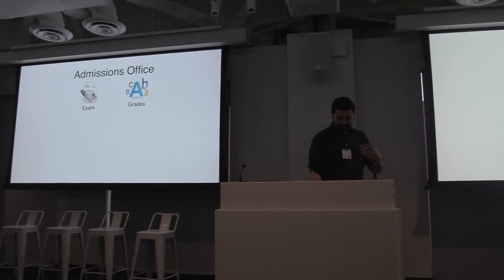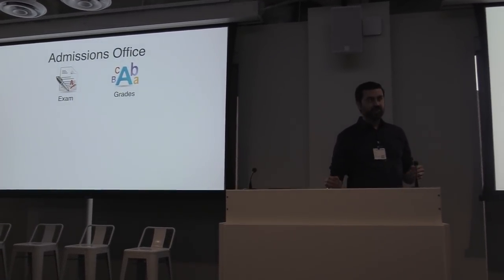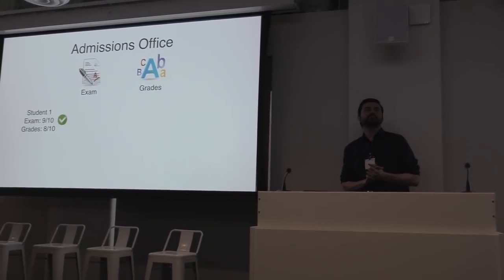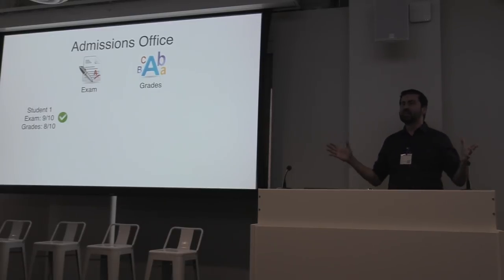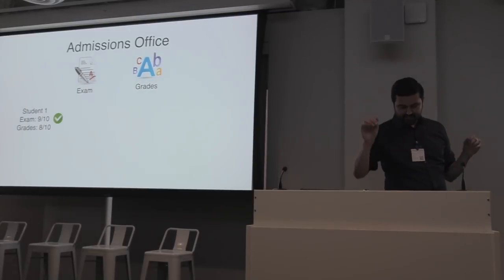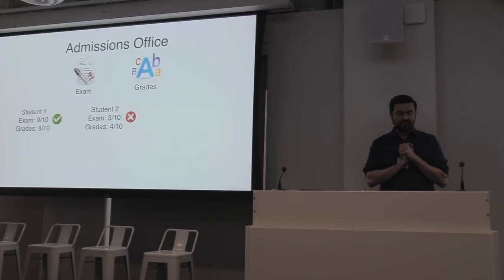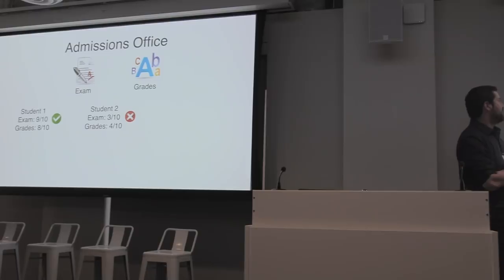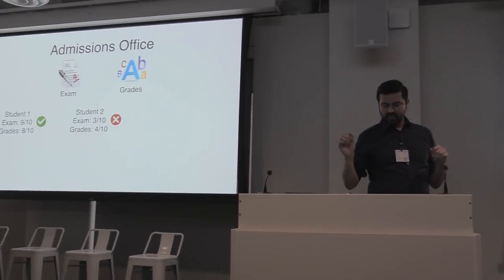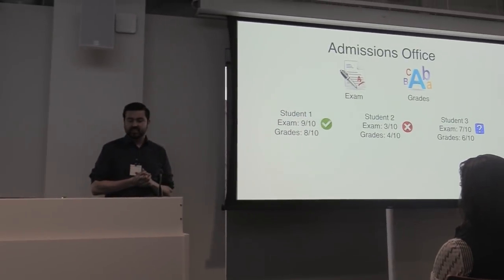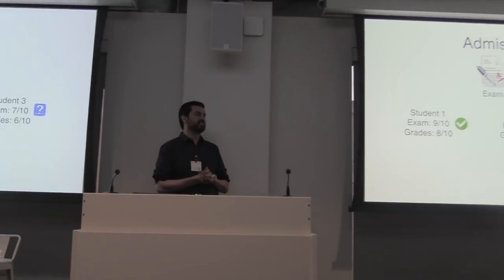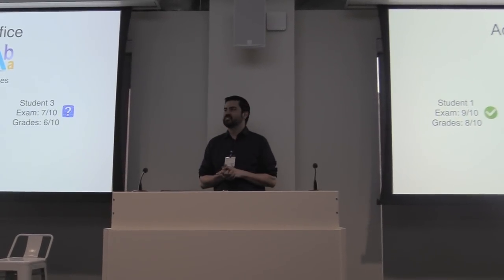So the rule is going to be as follows. We're going to first look at some data. We have student one. Student one got, let me normalize the scores to 10, so 9 out of 10 in the exam, and 8 out of 10 in the grades. Okay? And that student passed. We accepted them. Then we have another student, 2, who on the exam got 3, and in the grades got 4, and that student got rejected. And then we have an incognito student, who in the exam got 7, and the grades got 6, and the question is, should we accept them or not? What do you think? Should we accept them or not?